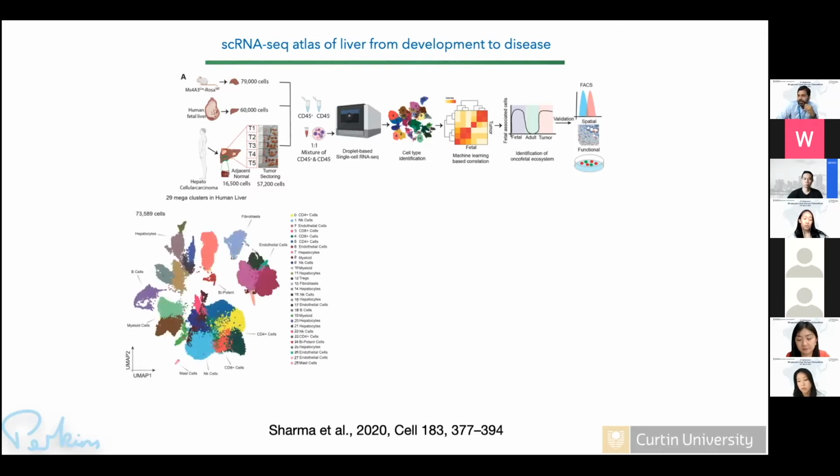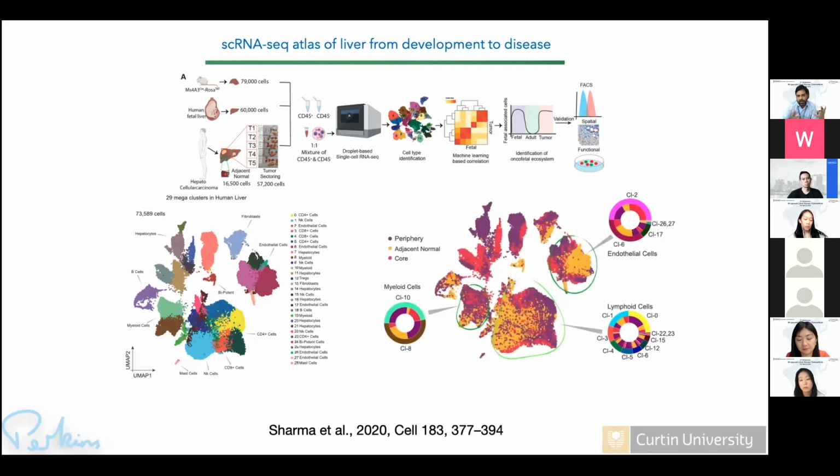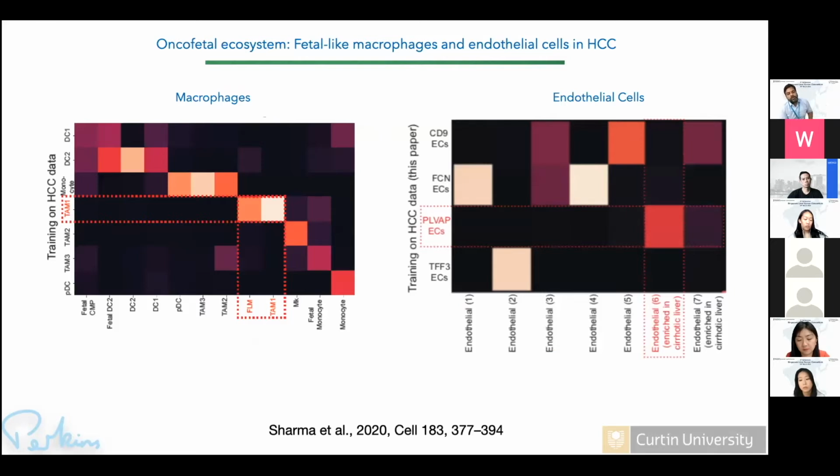We identified different cell types in the human fetal liver and human HCC, and we could also identify which cell types were tumor specific, and which cell types are present in the core and periphery. Then we used this information to look at the tumor-specific cell types, and asked which of these are also present in the fetal liver.